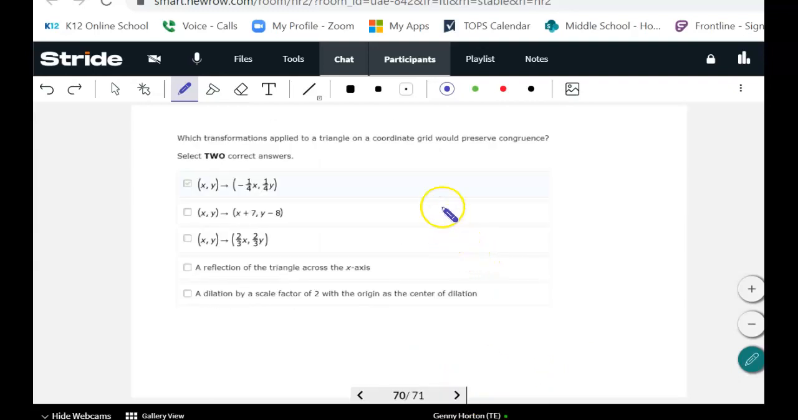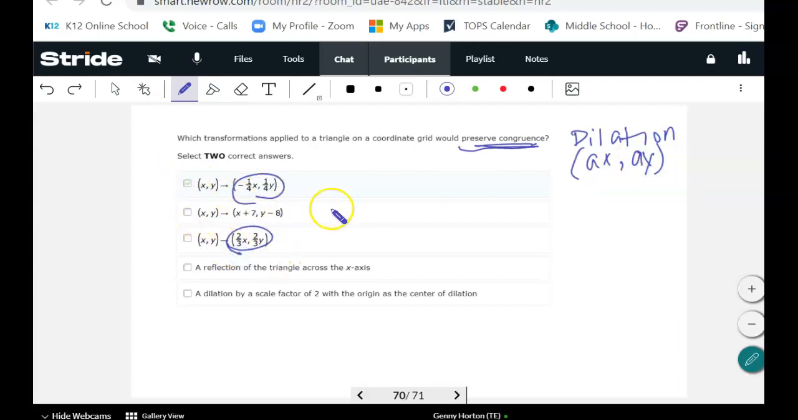Next one. Which transformations applied to a triangle on a coordinate grid would preserve congruence? That means the size doesn't change. The only one where the size changes is a dilation. So it cannot be a dilation where you're multiplying the x and y coordinates by the scale factor. And that's what this is, and this. So this would work. This one says a reflection. This says a dilation. Does not work. The size changes, so it does not preserve congruence.